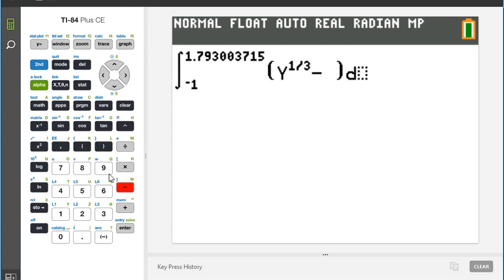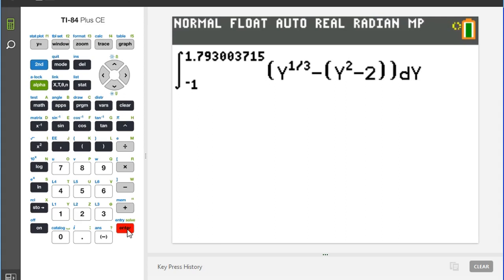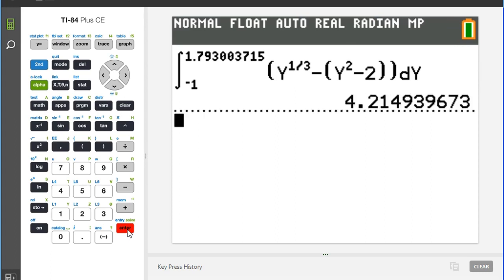minus parentheses y squared minus 2 dy. So if I do that, it thinks for a little bit, thinks for a long time, thinks for a lot longer than it's supposed to, and we end up with 4.215.